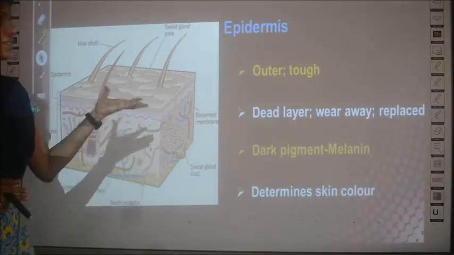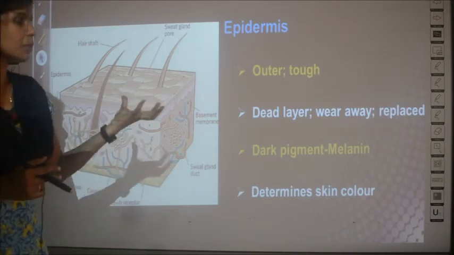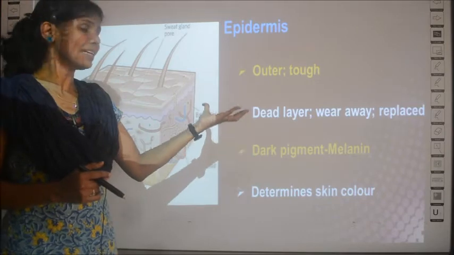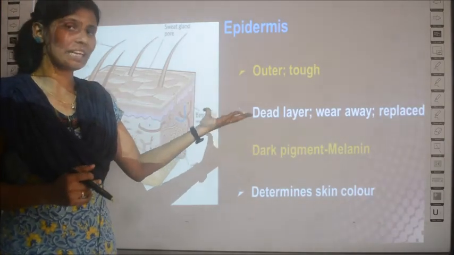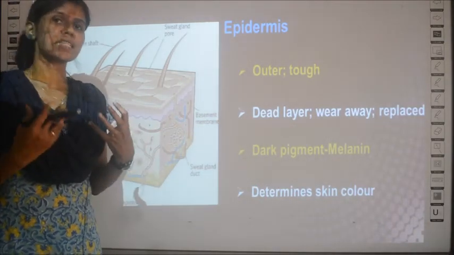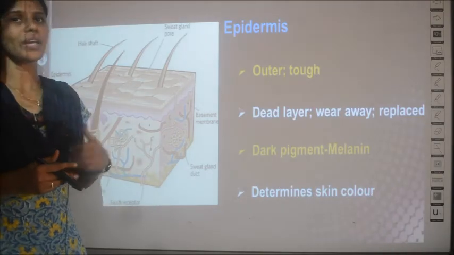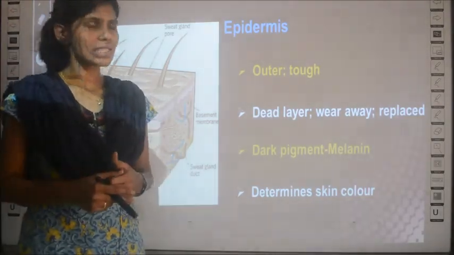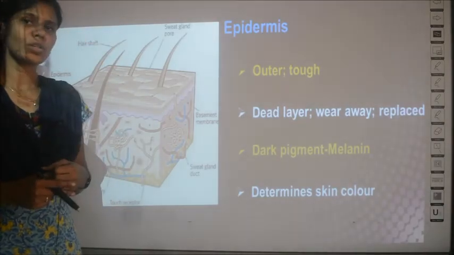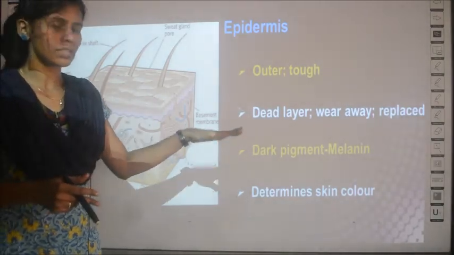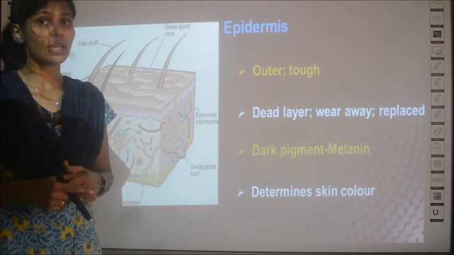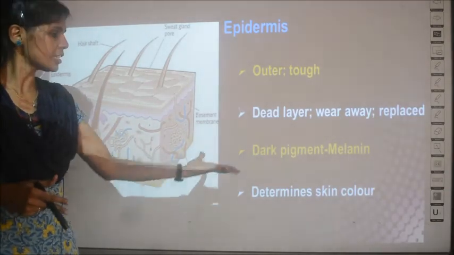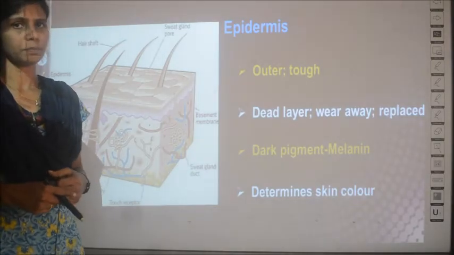Okay, so what we have studied in this slide, the outermost layer is the epidermis, and it is a tough layer. It is a dead layer because it is made up of dead cells, and whenever the cells are dead, they wear away or are removed, and are replaced by fresh, new cells. And also this layer has some pigmentation or coloration. It is because of a pigment called melanin, and that decides the skin color of a person. Clear?